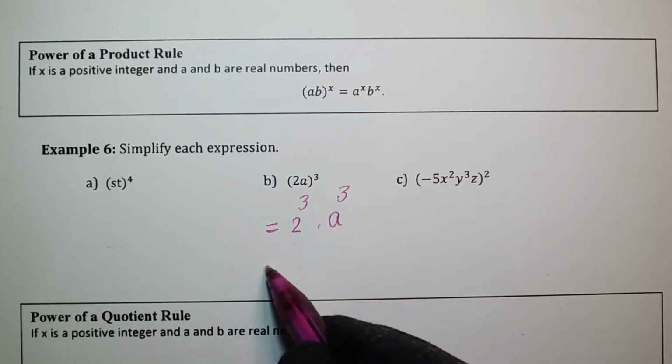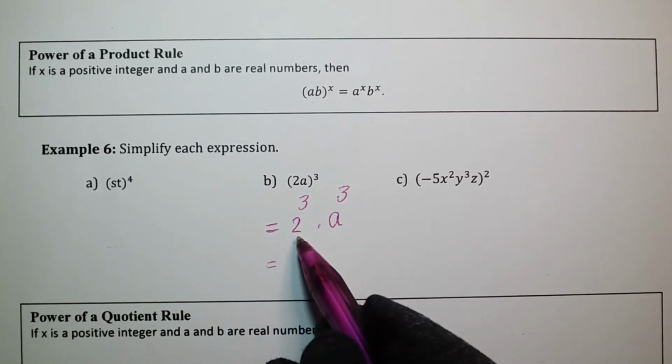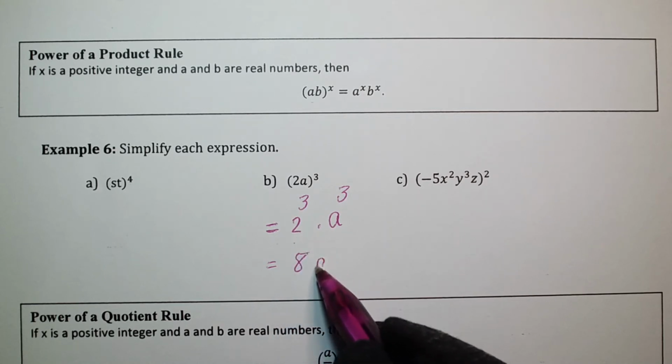We know 2 to the power of 3 means 2 times 2 times 2 is 8a cubed.